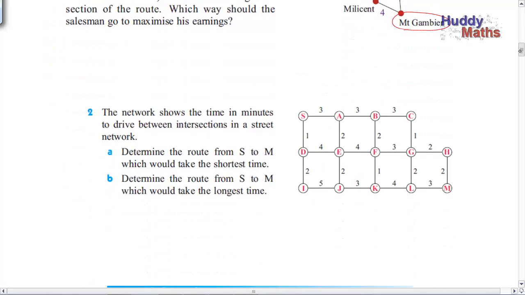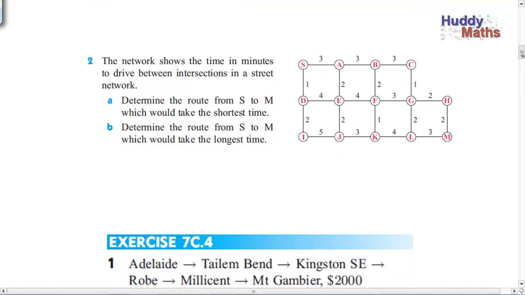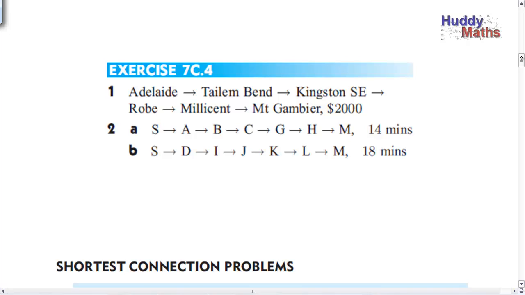I know, here's another question for you. The network shows time in minutes to drive between intersections of the street. Okay, give the shortest and the longest times here. Okay. Don't know why you'd want the longest time, but we're going to do that as an exercise. So try that also, just by trial and error. Right, let's have a look at the answers then. Here they are. And check them off and see if you agree. Go back and check your work again.